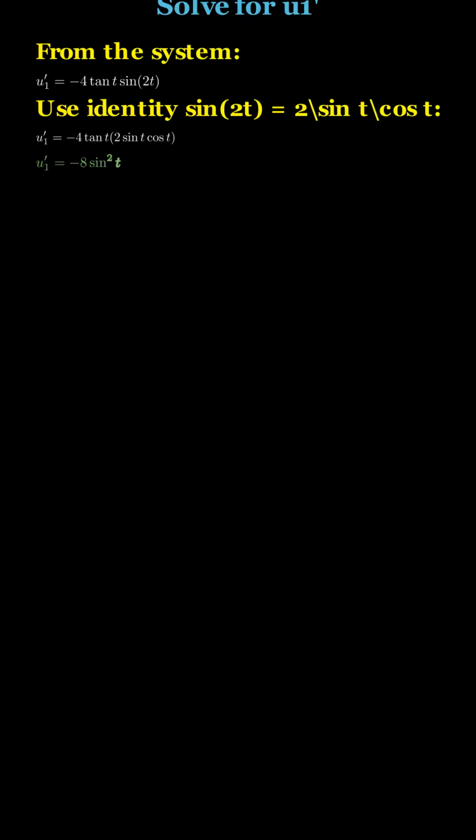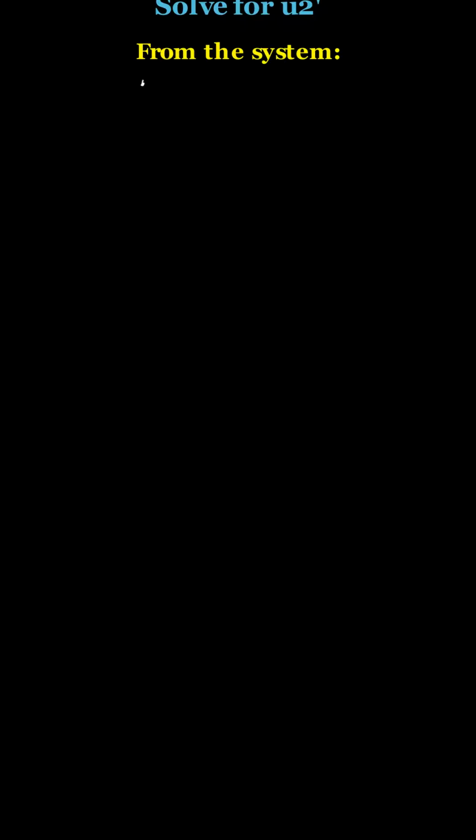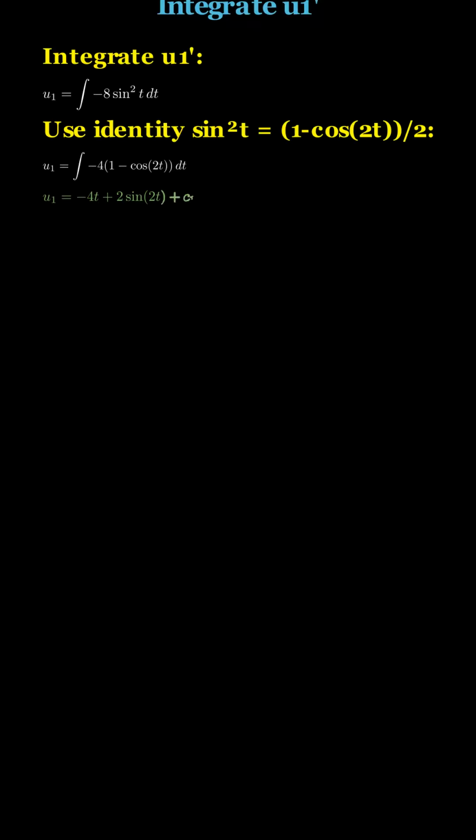First, we solve for u1 prime and simplify using trigonometric identities. Next, we solve for u2 prime and simplify. Now we integrate u1 prime to find u1 of t. Similarly, we integrate u2 prime to find u2 of t.